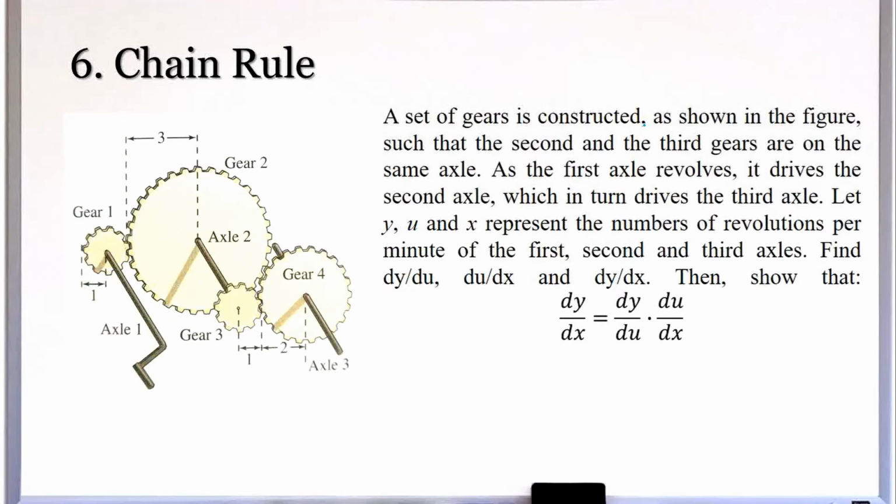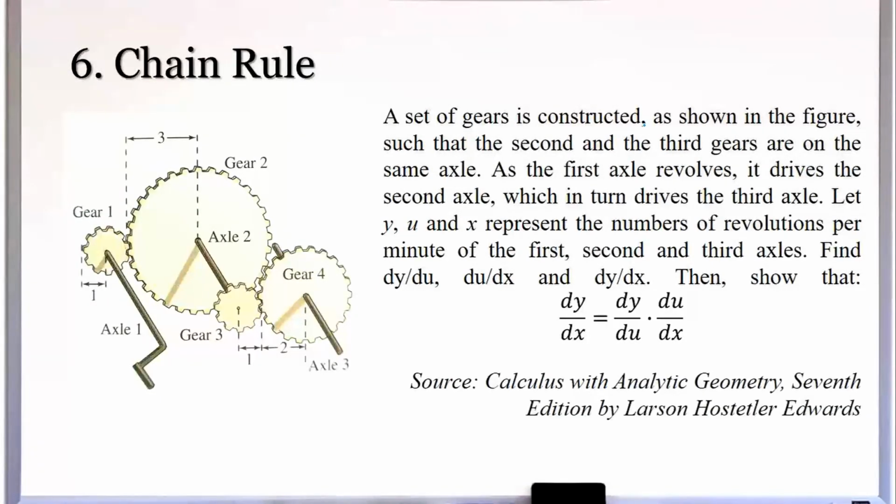So I think I will explain this by using an example question, something like this. A set of gears is constructed as shown in the figure, such that the second and the third gears are on the same axle. As the first axle revolves, it will drive the second axle, which in turn drives the third axle. So we let y, u, and x represent the numbers of revolutions per minute of the first, second, and third axle respectively. So we want to find dy/du, du/dx, and dy/dx. And then we have to show that dy/dx is equal to dy/du times du/dx. Okay, this is the source of the question.